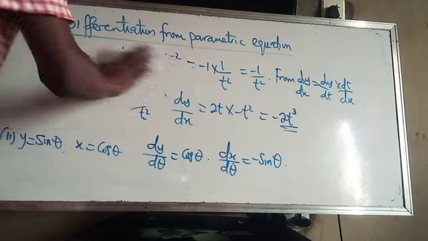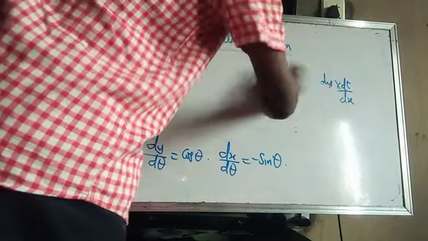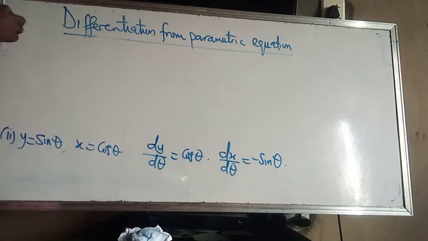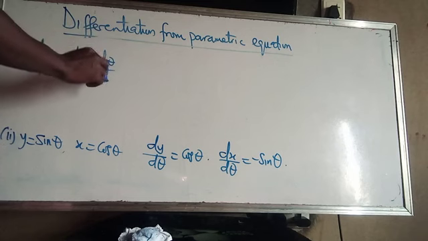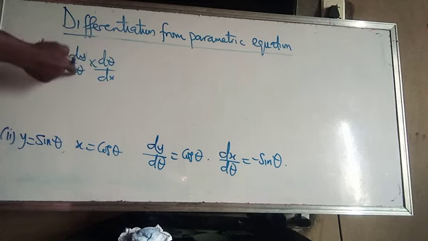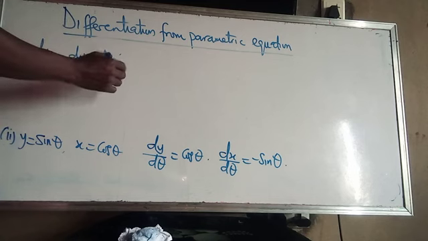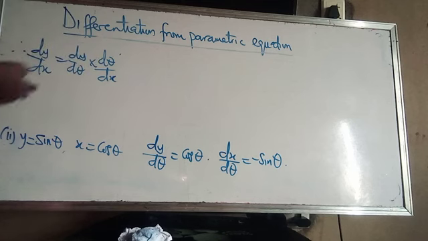Okay. Now our question says we should find dy/dx. So dy/dx is dy/d theta times d theta/dx. Yes, because we can't say dy/d theta times dx/d theta. No, it will not work because it must cross out to give us dy/dx. I hope you understand. What is on the left should be on the left, what is on the right should be on the right.